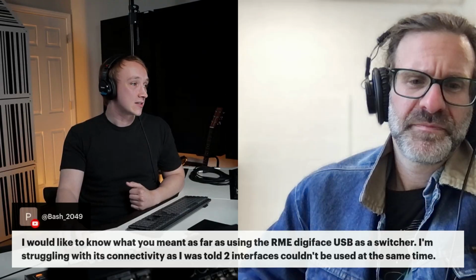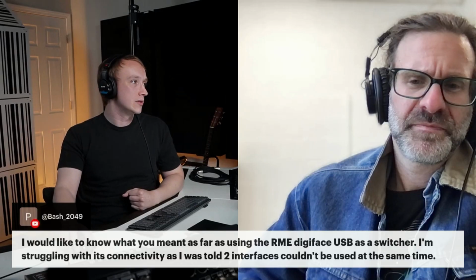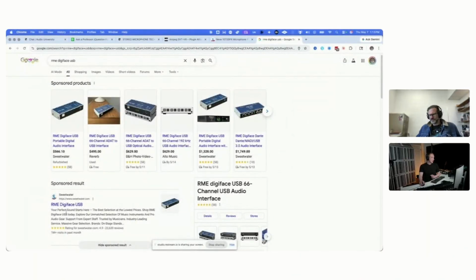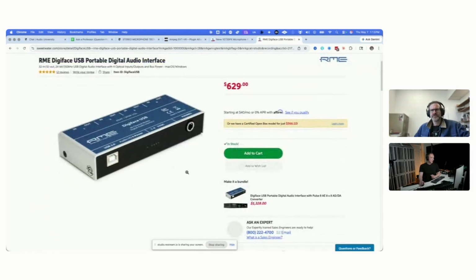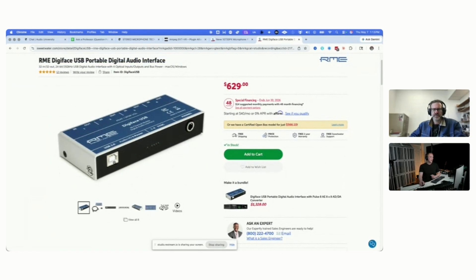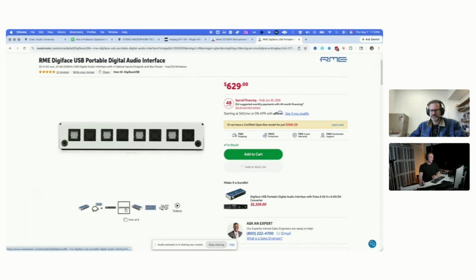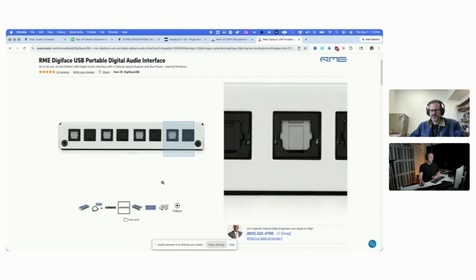You're looking at the Digiface USB as a switcher. Let me show people what the Digiface USB is, okay? It's this device right here. And it has a USB that connects to your computer. This is an interface. And then on the front, it has 8 ADAT connections.